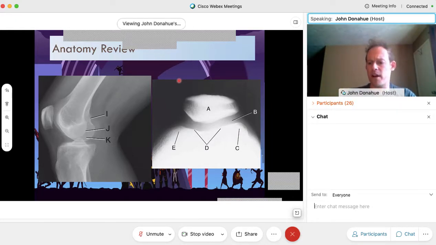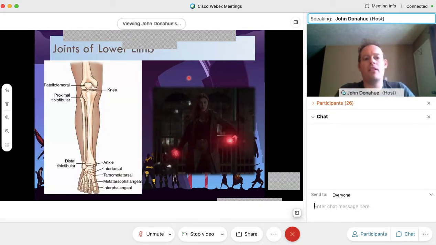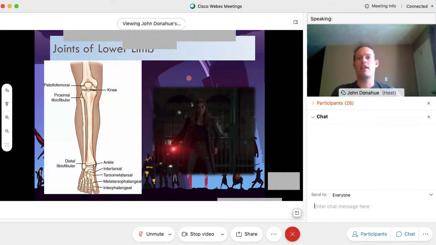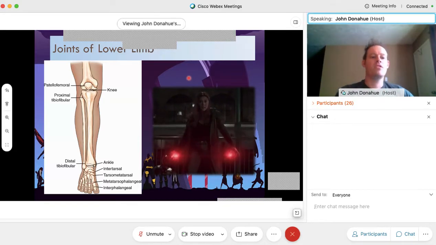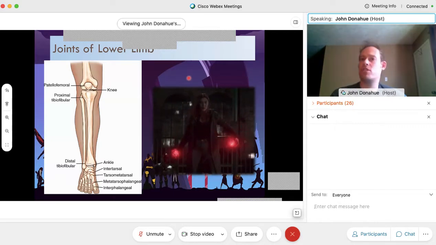So it'll be our sunrise patella view. Okay, let's review our joints one more time here. We're going to classify these here in a second, by the way. So here's our major joints that we are focused upon in this chapter.